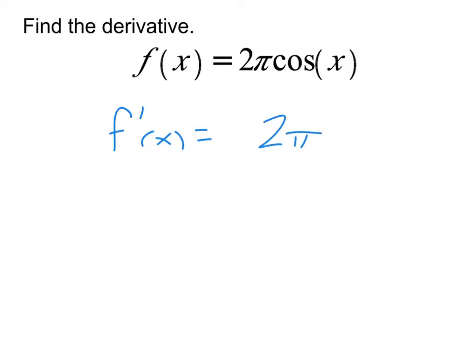And then the derivative of cosine. We just saw that's negative sine, right? Now, I definitely don't want to write it like this, because that looks like minus sine. We don't want to do that. So instead, make it negative 2 pi sine of x.